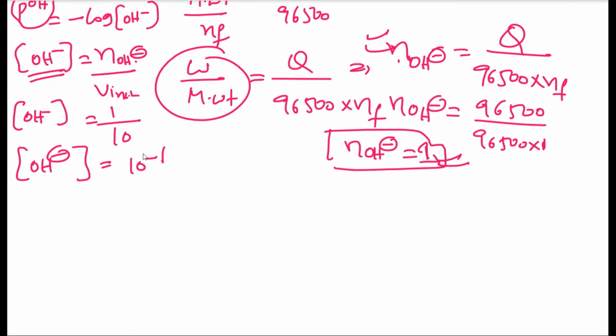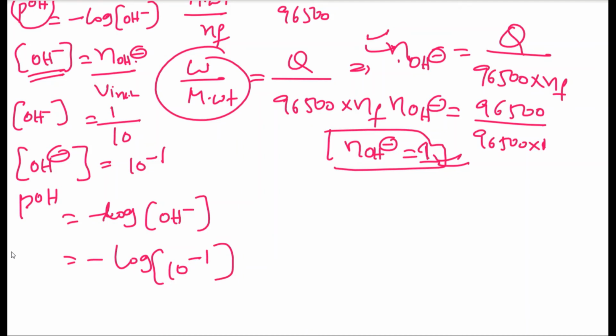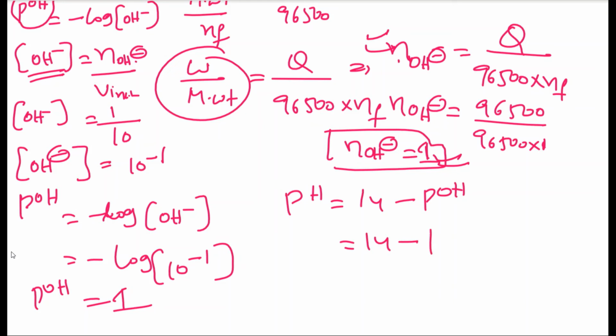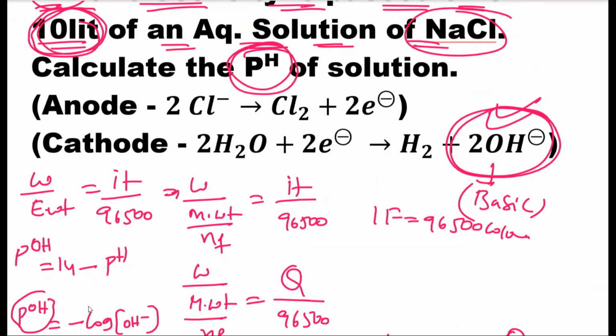Then you can find POH very easily. POH is equal to minus log of OH minus, so minus log of 10 power minus 1. Then POH is equal to 1. Then pH is equal to 14 minus POH, 14 minus 1, so the answer is 13. That's why the solution is in basic medium. Why? Because of OH minus. OH minus means basic only, no?